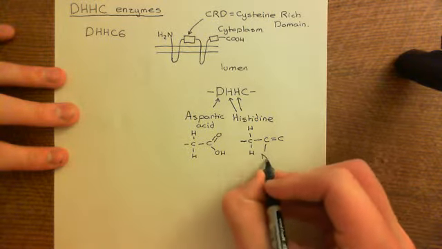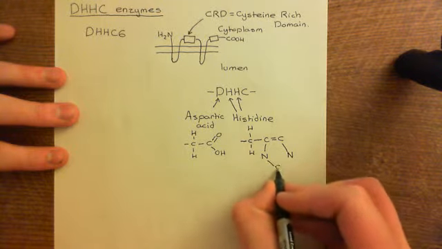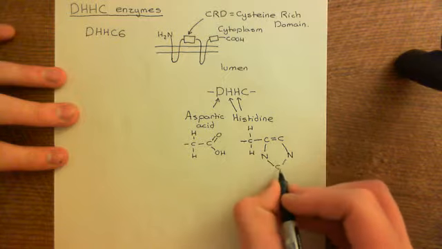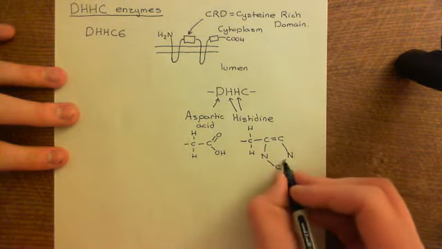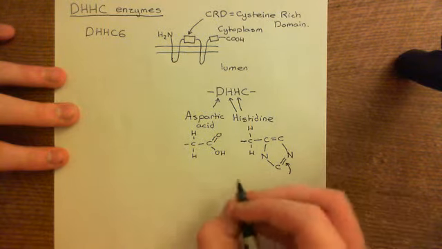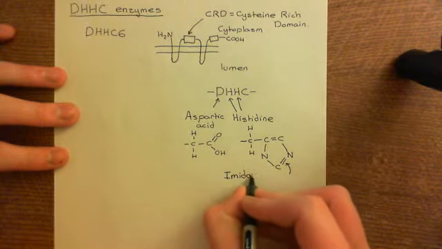Basically an imidazole ring is a 5-membered ring in which you have 3 carbons and 2 nitrogens. So we have our 2 nitrogens here, 3 carbons here, and we have a double bond down here and another double bond here. And this is the basis of the name, because this ring is going to be called an imidazole ring.